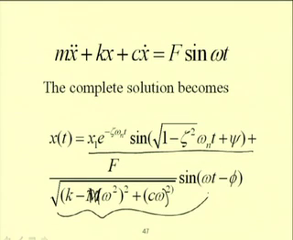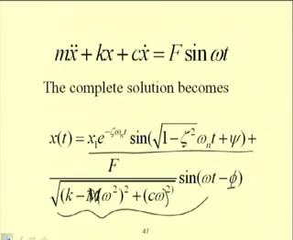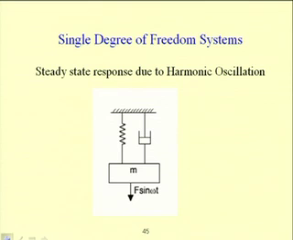So, for the transient part, x1 and psi depend on the initial condition, and phi is the phase difference. This phase difference will give the time lag, or the time after which the response will occur when a force is applied to the system. So, we can have a rotating system, the force we have applied in this system. Depending on different systems, this force can be modeled in different ways.